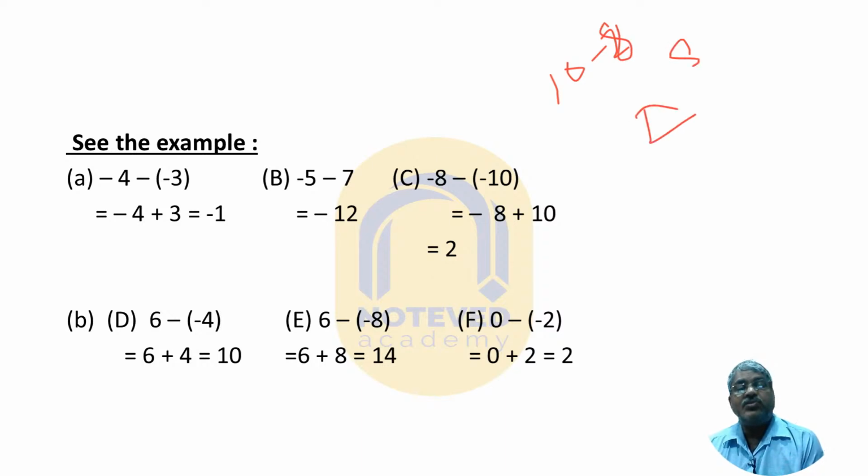Similarly, you see here 6 and minus 4 are subtracted. When 6 and minus 4 are subtracted, minus into minus is plus, simply multiply the signs. So 6 plus 4 is equal to 10. So 6 plus 8, here you see 6 plus 8 is equal to 14.